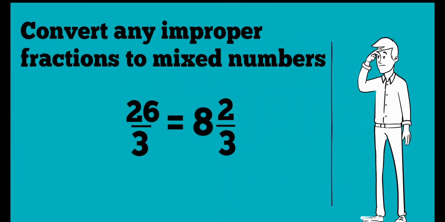Convert any improper fractions to mixed numbers. 26 over 3 equals 8 2/3.